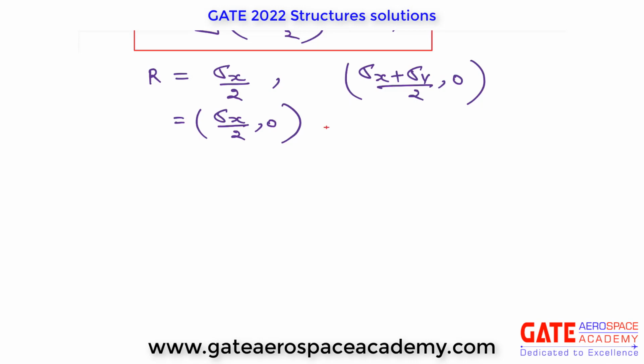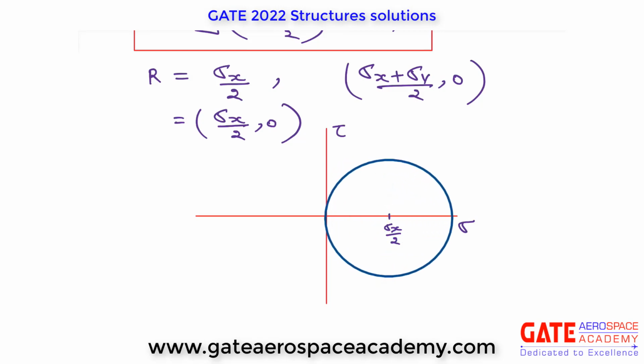So let's draw the Mohr circle. Let's say this is sigma axis and this is tau axis. So its center is located at sigma x by 2, let's say here, and its radius is also equal to sigma x by 2. It means it will be tangent to tau axis. Like this, right? So this is for case 1, means for the fibers above the neutral axis.